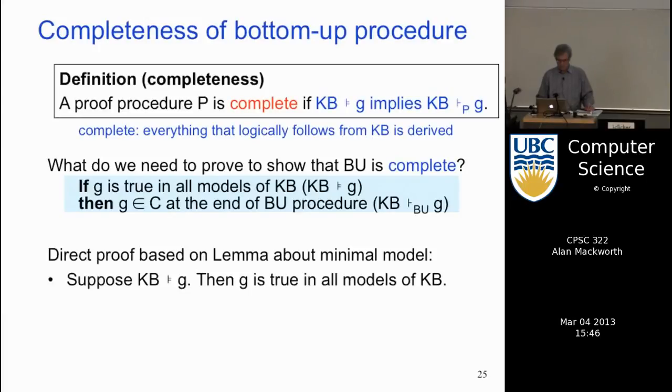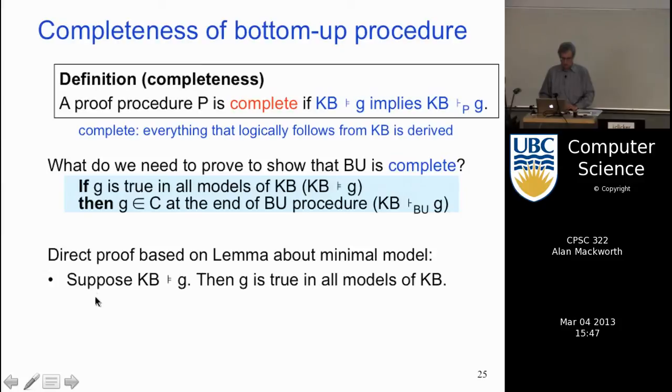So now we need to show that the bottom-up procedure is complete. And we're going to base the proof on that lemma. We just proved the lemma. We haven't proved the theorem yet that the proof procedure is complete. A proof procedure is complete if for every theorem, there is a derivation, right? If everything that logically follows from the knowledge base implies that G is derived from the knowledge base. Okay, so that means every theorem is provable by the derivation procedure.